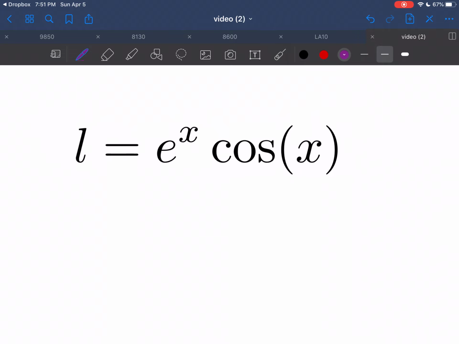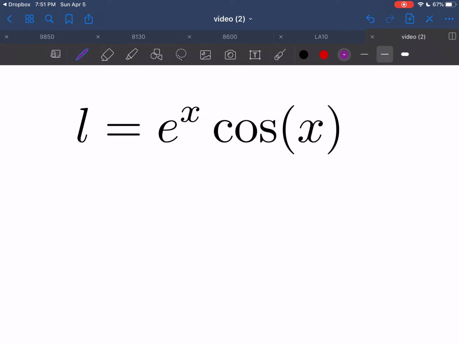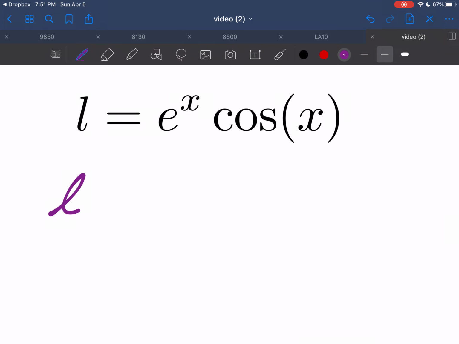Okay. And I think I misspoke earlier and called something the product rule when it was really the quotient. But if you're dividing, it's quotient rule. If you're multiplying, it's product rule. All right, so if we're looking for L prime, again, use the product rule.